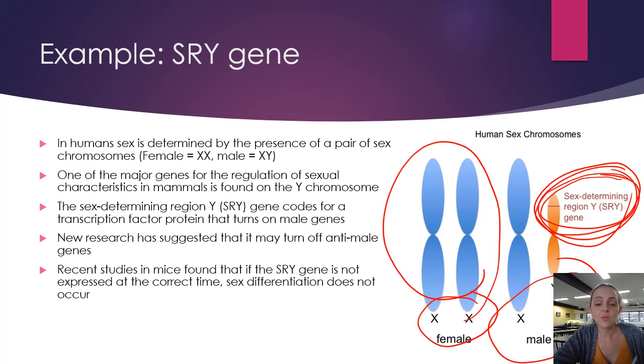Some new research has recently come out and suggested that maybe this gene isn't switching on male genes, but maybe it's switching off anti-male genes. So it's not really 100% well understood how that works yet. Recent studies in mouse models has found that if that gene is not expressed at the correct time, sex differentiation doesn't occur. So there is some linkage between this particular gene and sex differentiation, properly separating into distinctive male and female. So there's a time frame where that gene needs to be expressed for this to work properly.